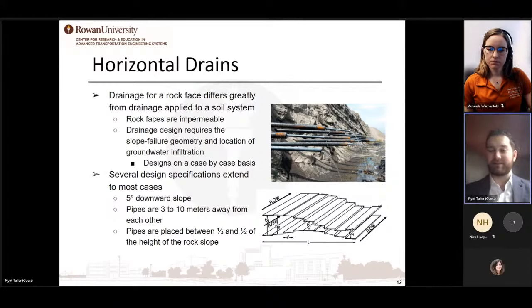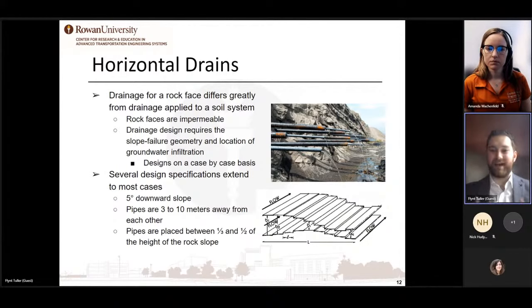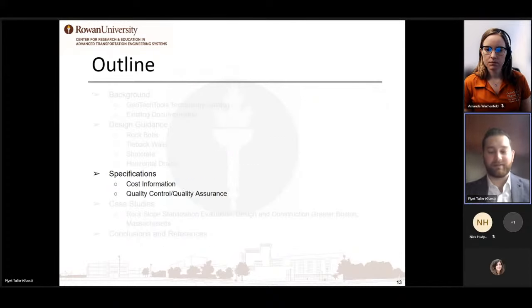But that doesn't mean it's entirely guesswork. There are several design specifications that apply to almost everything. You have a 5% downward slope, which can be seen in the top right picture. Pipes are generally between 3 and 10 meters away from each other, and they're usually placed between 1/3 and 1/2 of the height of the rock slope, so that the water can sink downwards and then drain out through the base of this rock mass.